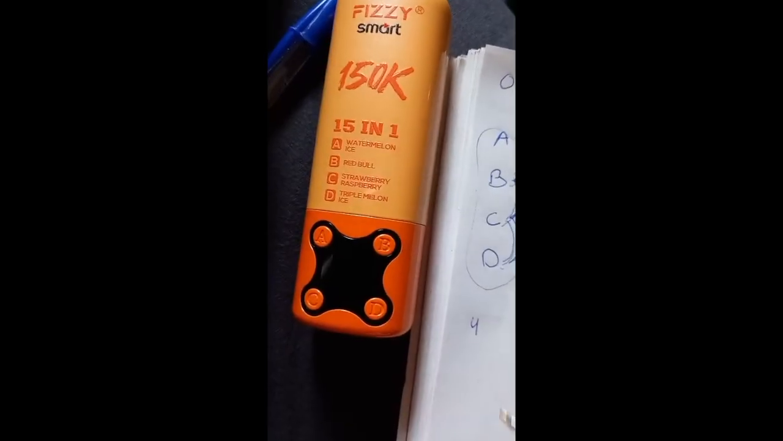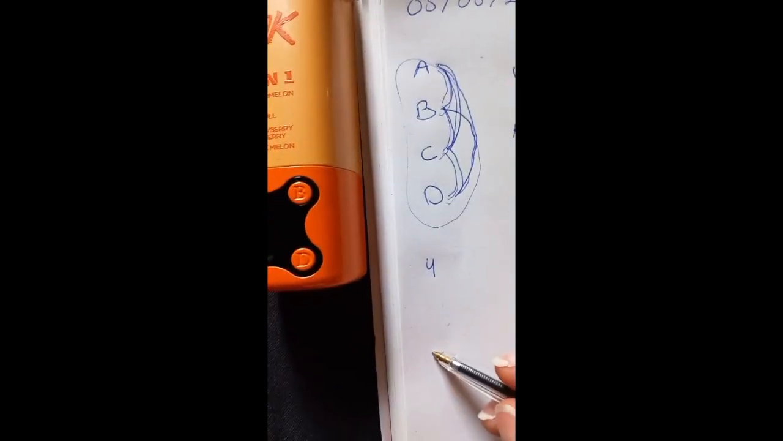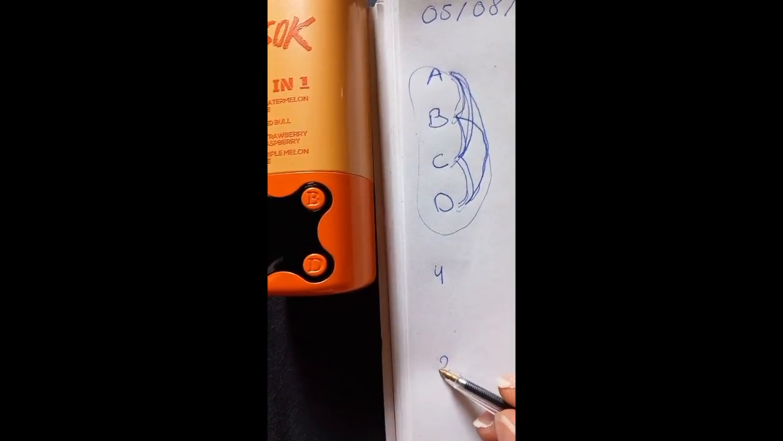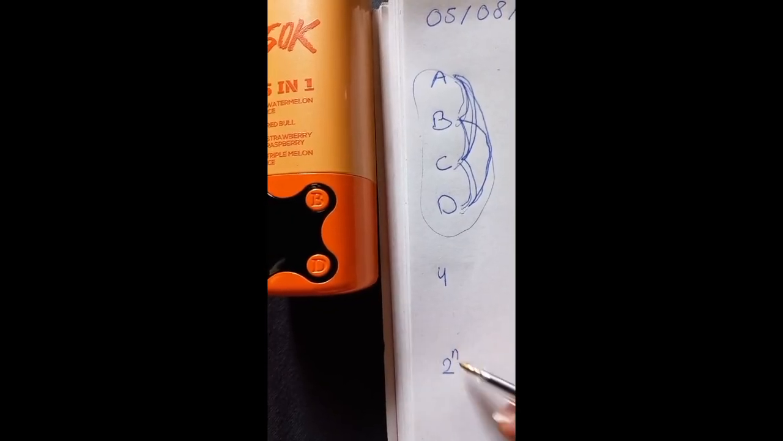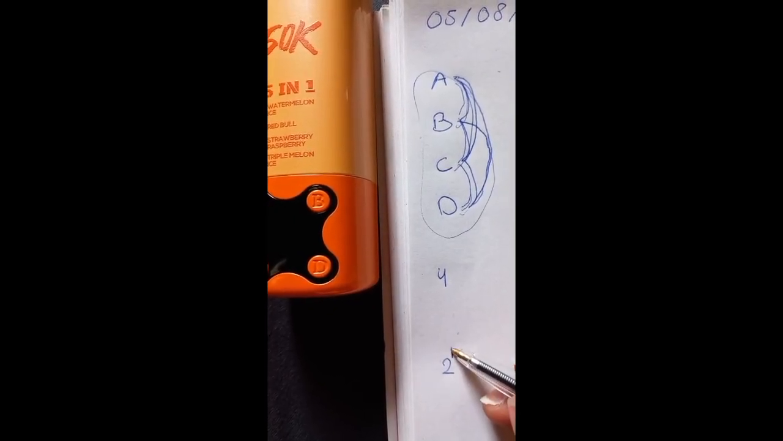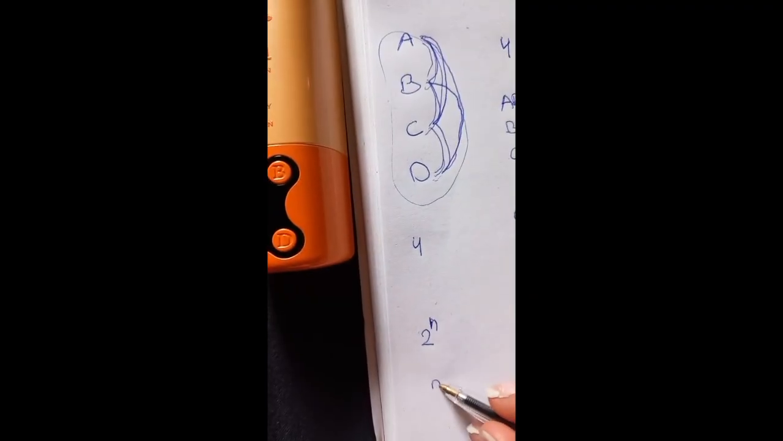So anything where you can choose all options and all sorts of combinations with options, the formula is 2 to the power of N, where N is the number of flavors you have.